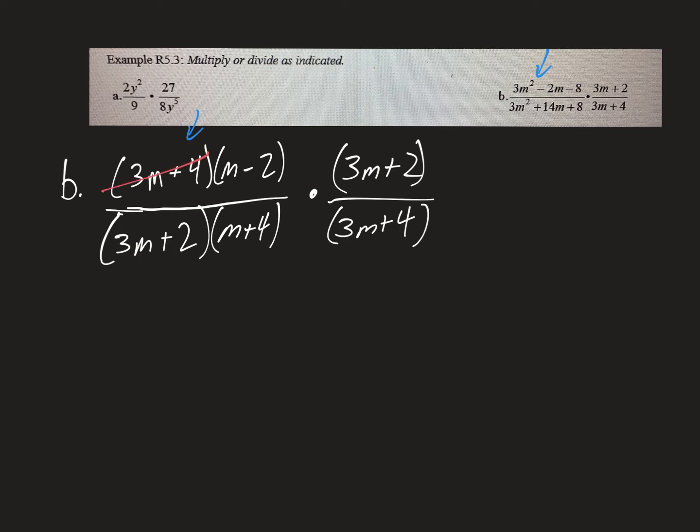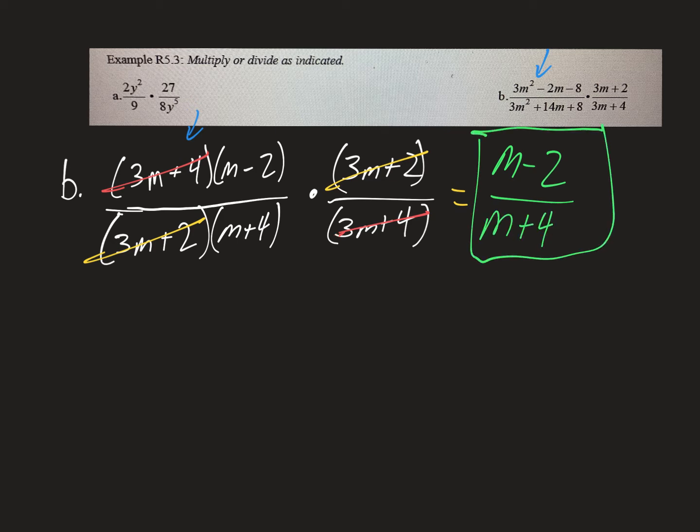Sure, we see 3m plus 4 here on top and on bottom. Those can cancel each other out. We also will see 3m plus 2 on top and bottom. And we can just put together whatever's left, and we should end with m minus 2 over m plus 4. So again, you can't solve this without factoring to see what's common that you can reduce or cancel down.